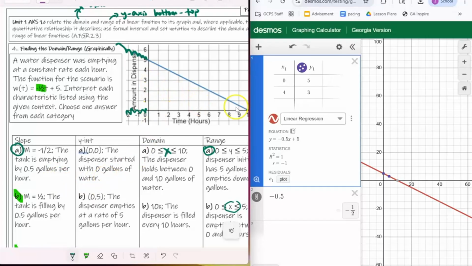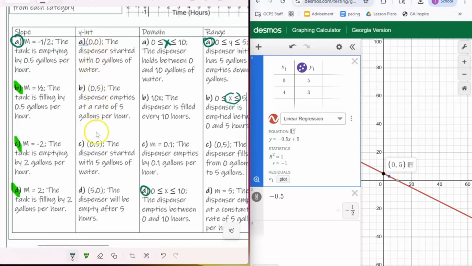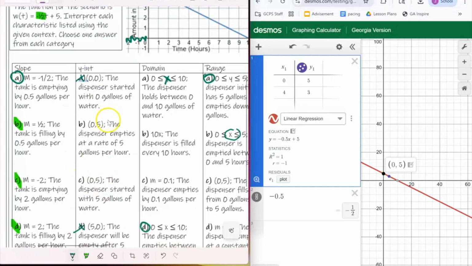My y-intercept, where it crosses the y-axis, is going to be 5 right here. This is my y-axis. So I'm looking for 5. Let's first find that. It's definitely not that one, and it's not this one because this is (5, 0). So it's one of these two, and now we just have to read the explanation.